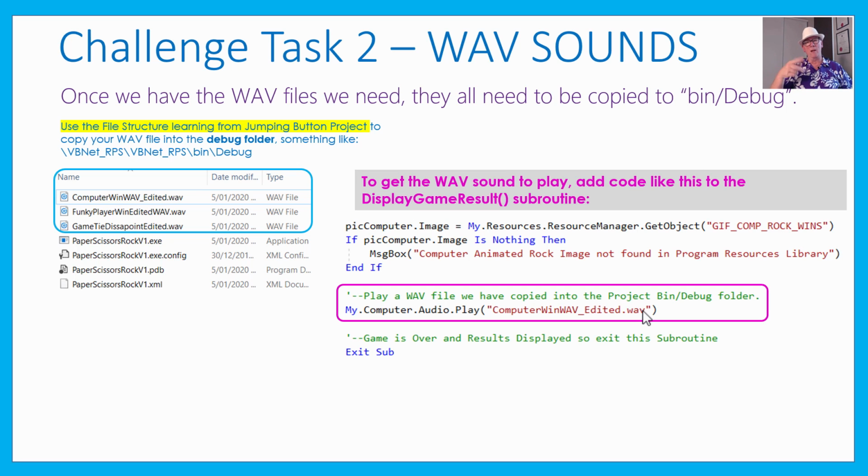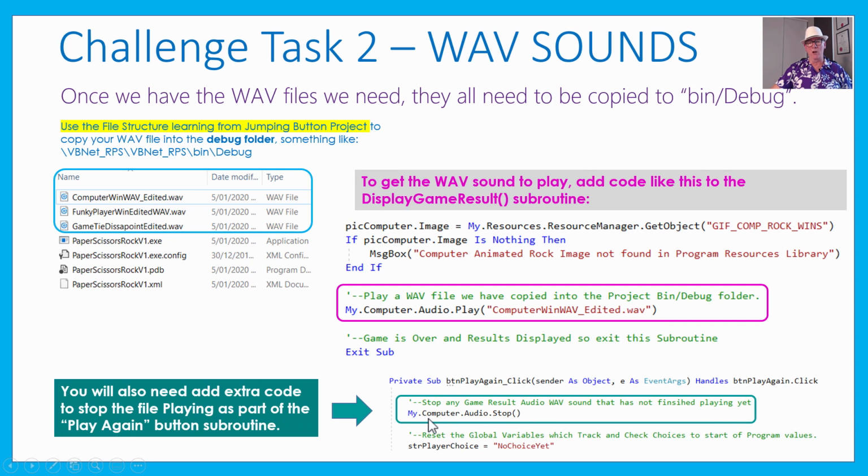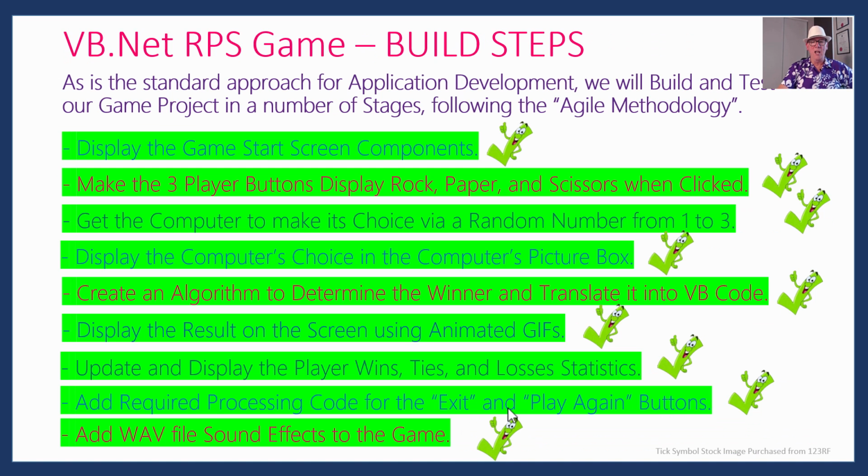Now, the trouble is that the sound will keep playing till it's finished, and you might want to click the play again button and have it go all quiet so you can play another game. So in the play again button, you will have to add some code, mycomputer.audio.stop brackets, which will, if any game winner sound is still playing, just stop it playing, okay? So you'll need that, and that will stop your WAV file. So you need those 2 bits of code. If this isn't working, you're not sure, you have trouble with this challenge task, remember it is all in the step-by-step guide in the download.